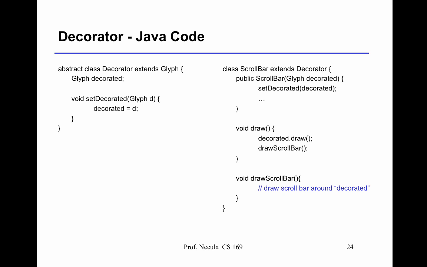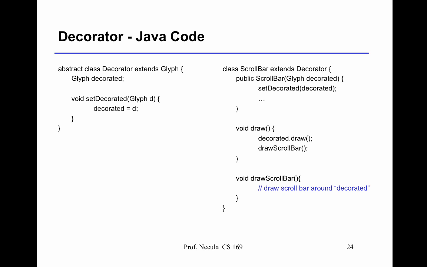Why even bother with the decorator class? Could you just have a glyph and a new glyph and make it decorate its child and then override draw? Yeah, so essentially his question is, why do you need this abstract class?